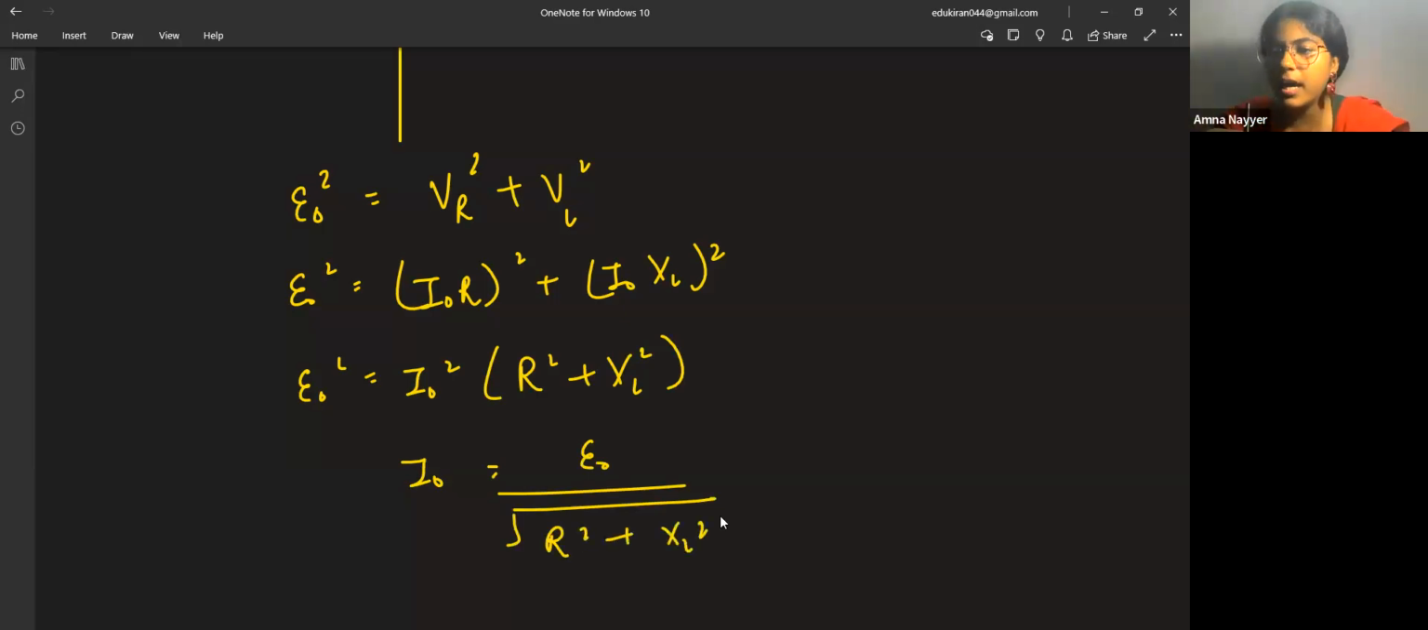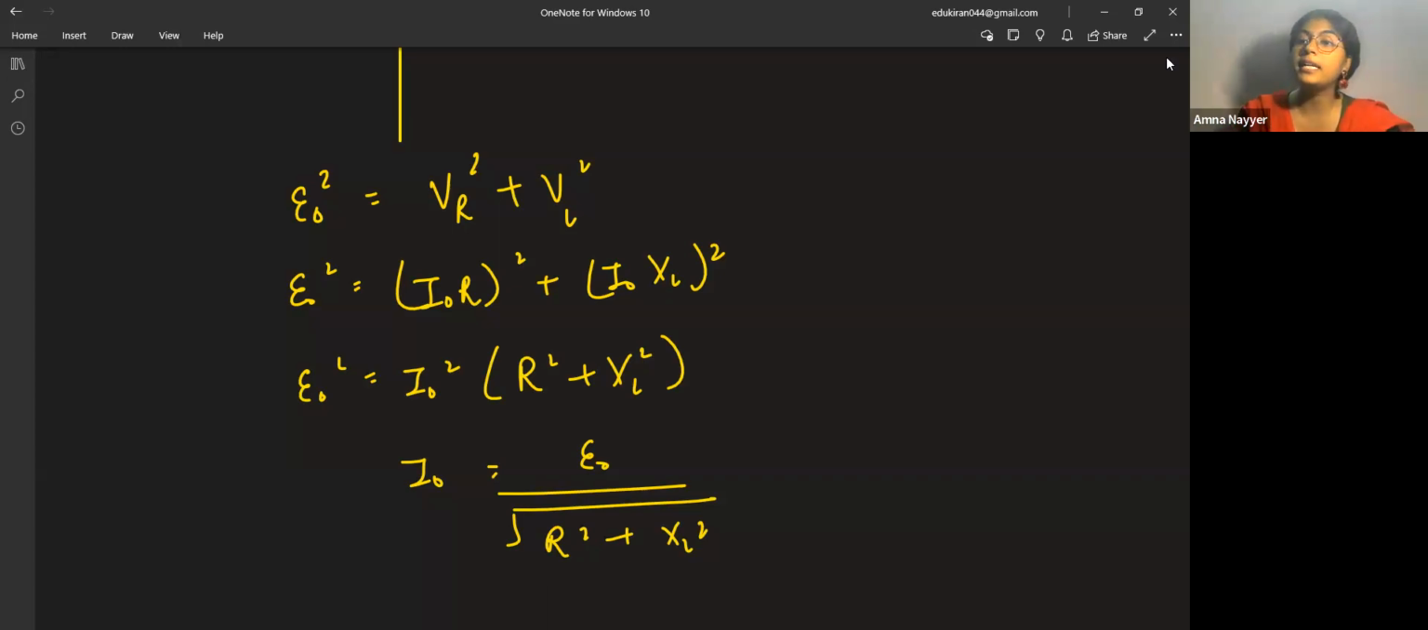I is equal to V by R. Yes, potential divided by resistance. So what is the impedance, the net resistance of this circuit? This portion. So instead of getting XL minus XC whole square, this time what are we getting? We are getting simply XL square. So under root R square plus XL square. Do not write that entire thing, XL minus XC or XC minus XL. That term has been eliminated. Otherwise, this is the exact derivation we have done in the series LCR circuit.